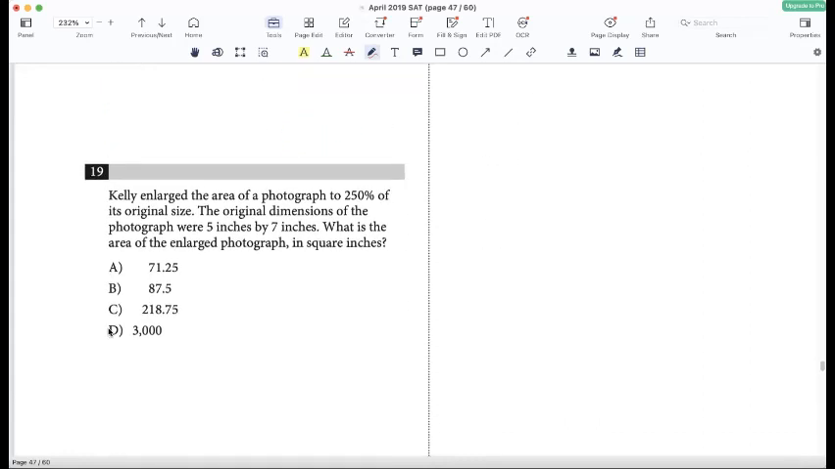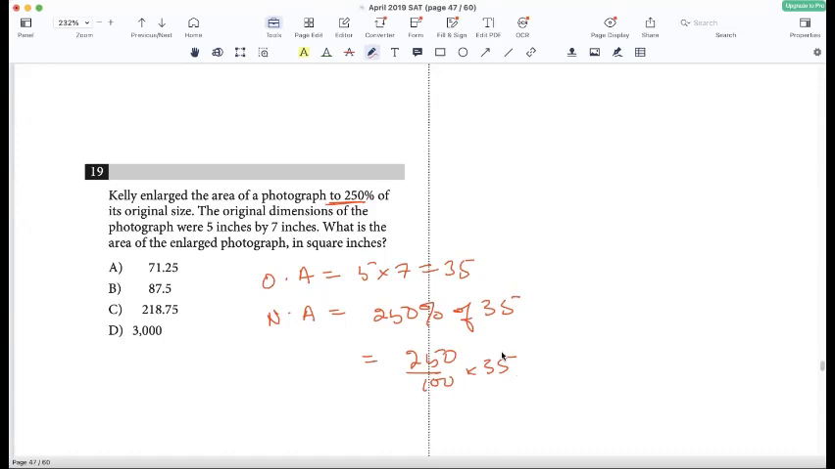Kelly enlarged the area of a photograph to 250% of its original size. The original dimensions of the photograph were 5 inches by 7 inches. What is the area of the enlarged photograph? So the original area is 5 into 7, which is 35 square inches. And she enlarged it to 250%. So the new area would be 250% of 35, right? So 250 over 100 into 35, which is 35 into 2.5. That's 87.5. So B.